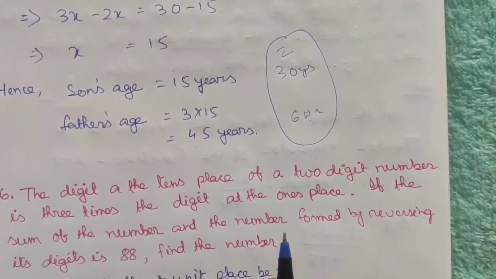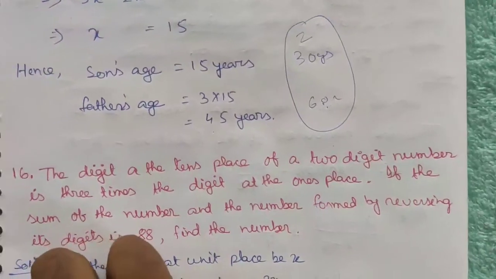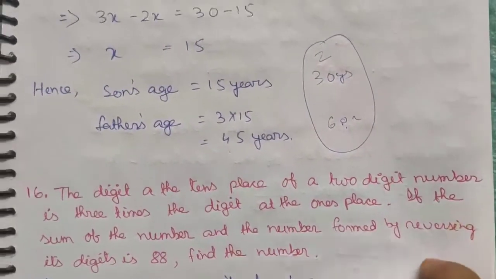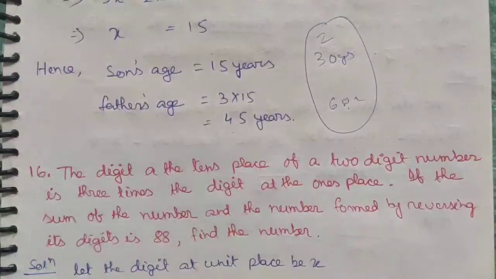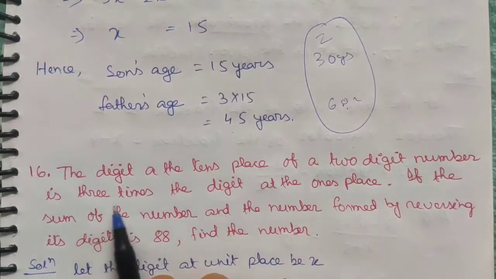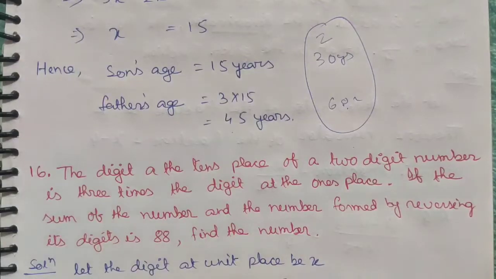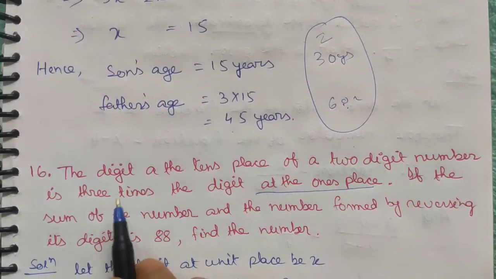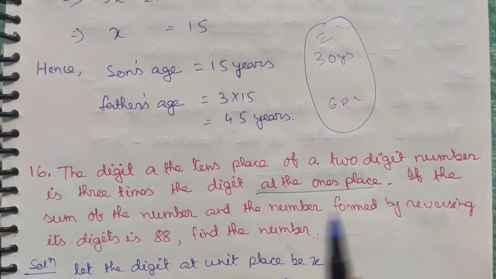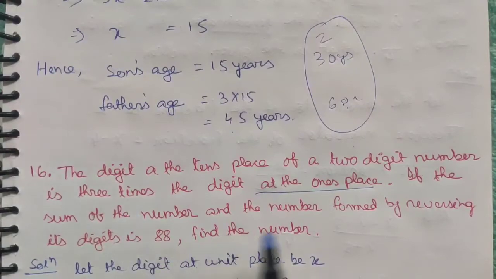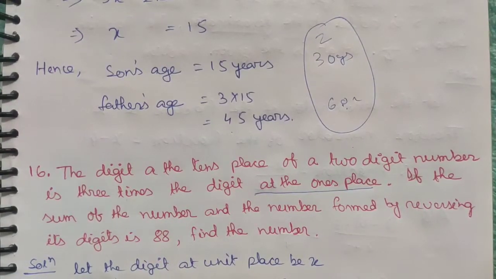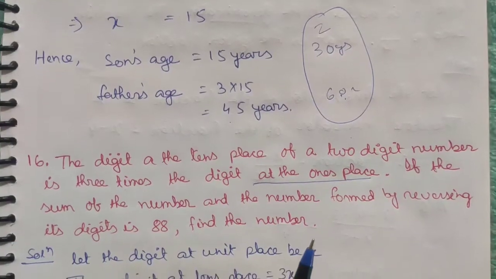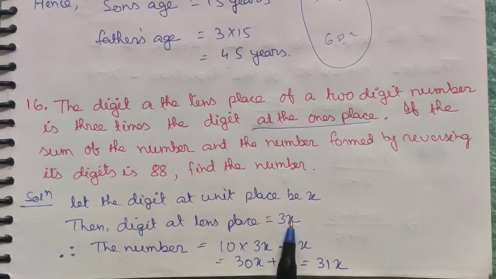So now let's move to our next question, that is question number 16 of your textbook. Here the question is what? The digit at the tens place of a 2-digit number is 3 times the digit at ones place. Suppose at ones place we have x, so the digit at the tens place of the 2-digit number will be what? 3x, right? So we have considered, let the digit at the unit place be x, then the digit at tens place will be what? 3x. Clear?